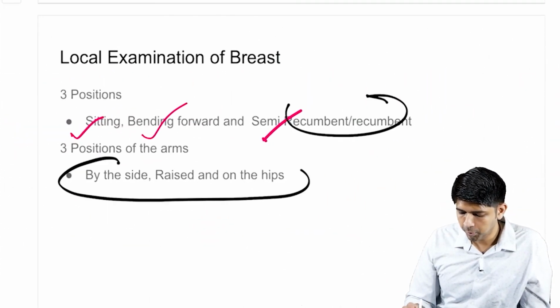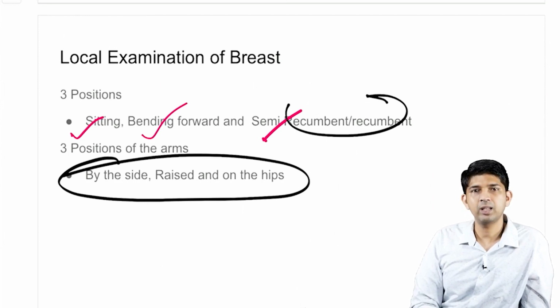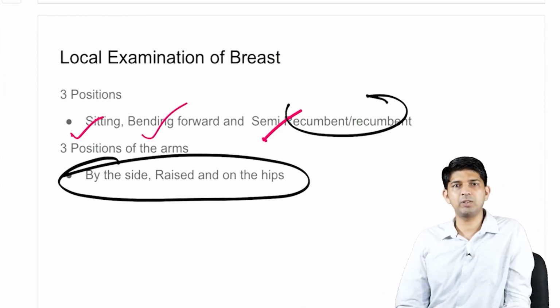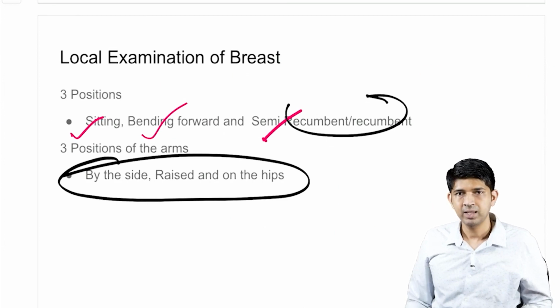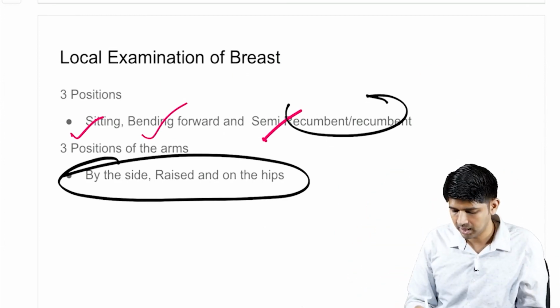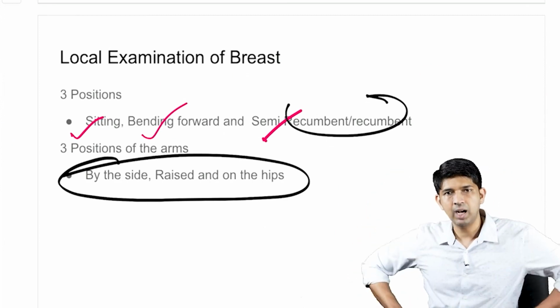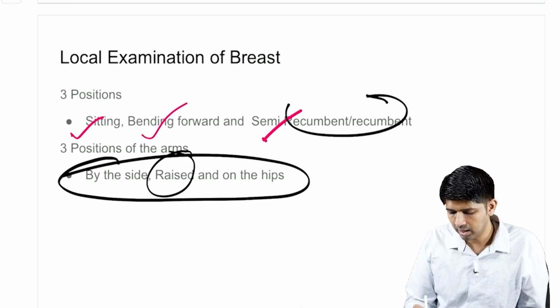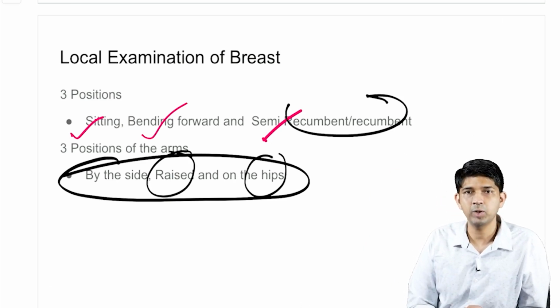Next is with respect to position of the arms. Again, here there are 3 positions. One with the arm by the side of the body where the patient is relaxed. Second is when the patient's arms are raised. And third is with the arms on the hips. So let us see regarding raised and when the arms are on the hip.